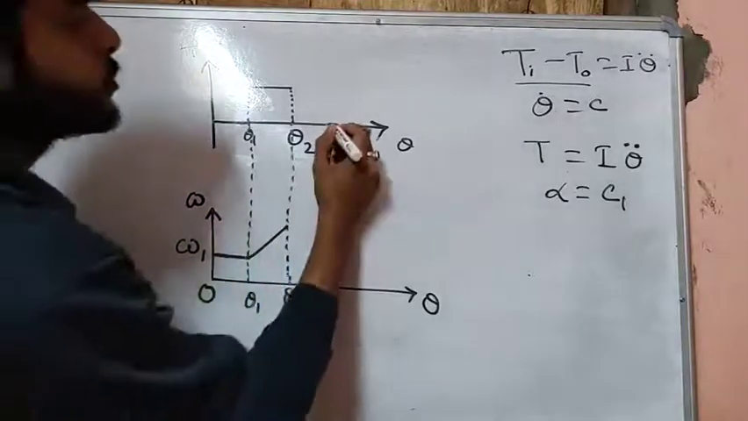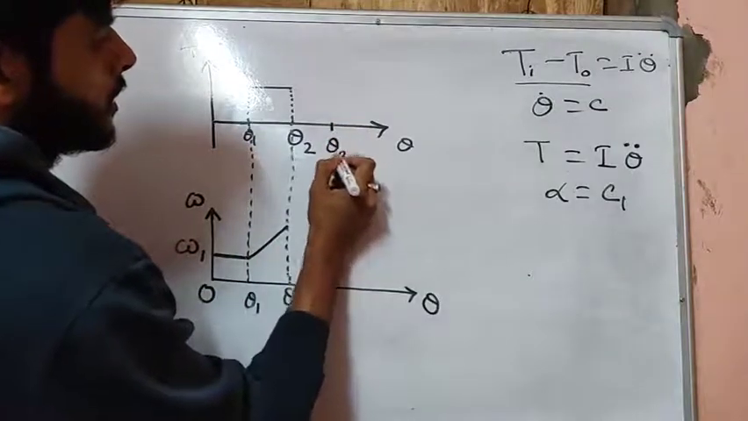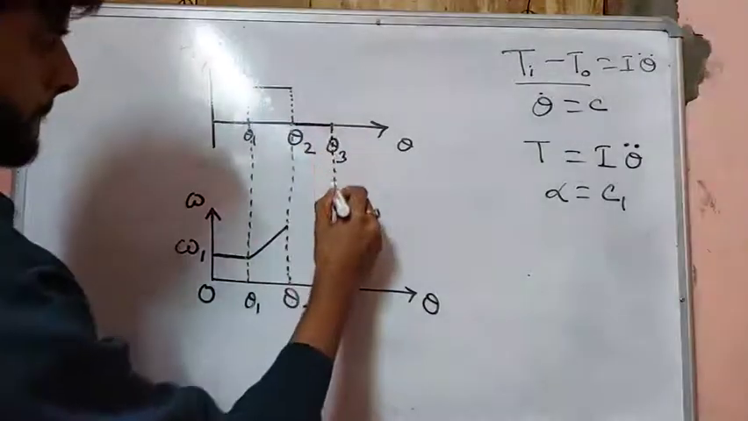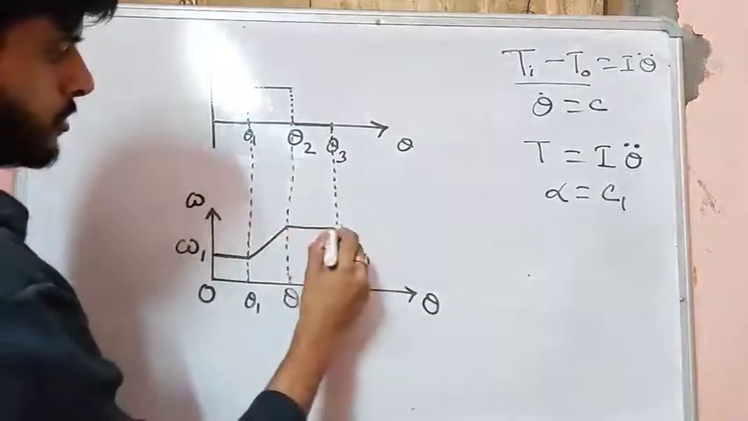Let's say from theta 2 to theta 3 again there is zero torque. So again the acceleration will be zero, and the angular velocity will be constant.